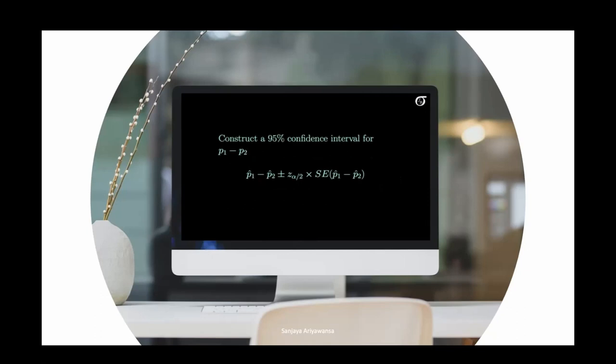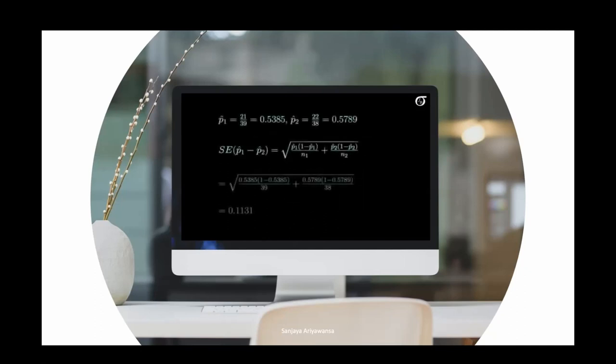For the interval calculation, we take our best estimate of the difference in population proportions, which is the difference in sample proportions, and we add and subtract the appropriate margin of error. The margin of error is made up of the usual z sub alpha over 2 value, which we've discussed many times previously, times the standard error of the difference in sample proportions. As is often the case in statistics, the standard error can be a bit of a hassle to calculate. But once we have that, the calculations are pretty simple. So let's first calculate the standard error.